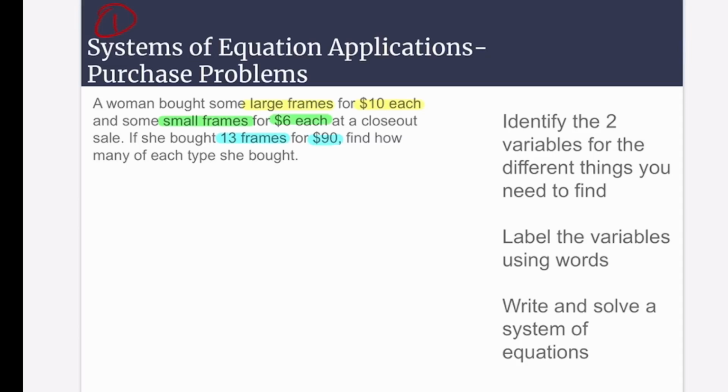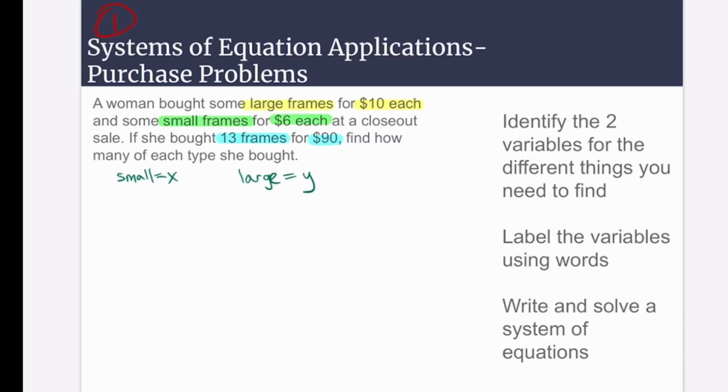So the two variables, I kind of already see it just in reading it, are going to be the large frames and the small frames. For small frames, I'm going to use X. For the large frames, I'm going to use Y. So now that I have my variables, I can start to put this together.